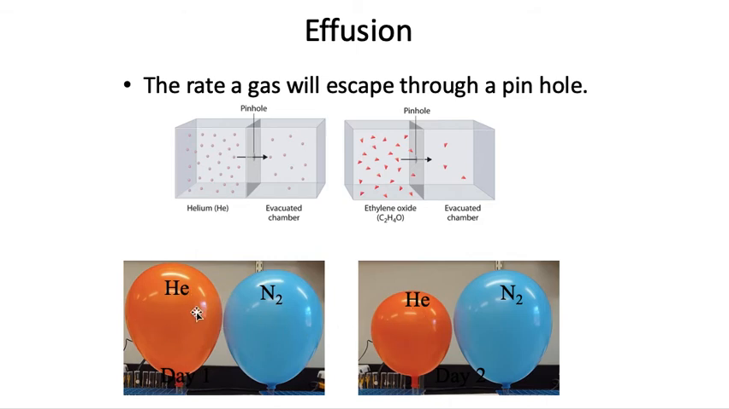So here's the first day, and then here's day 2. The helium balloon has gotten much smaller because the helium particles are moving faster. They have a higher average velocity, and so they're escaping this balloon more quickly than the nitrogen. The nitrogen balloon stays filled a little bit longer because the particles are moving slower, so it takes them a little bit longer to just randomly find those holes and effuse out of the balloon.